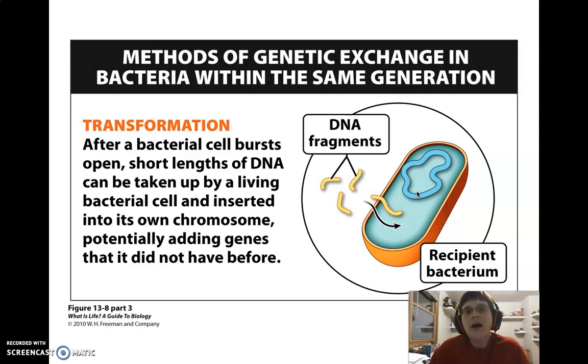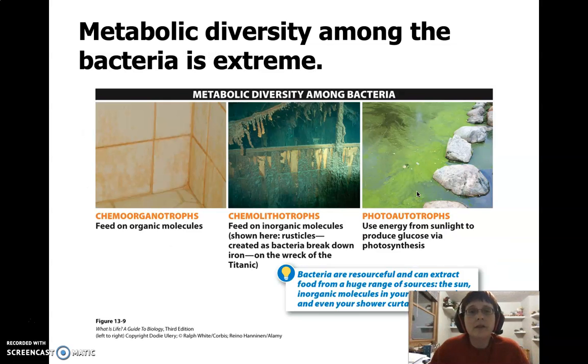So this is how bacteria get around that problem of using something like binary fission and making identical copies of themselves, because they can use these three methods of picking up new genetic material to be able to undergo natural selection and evolution.